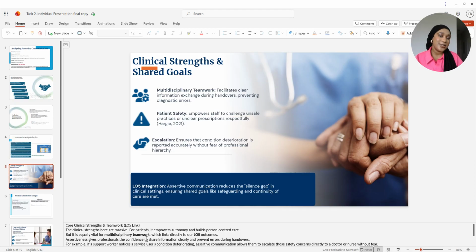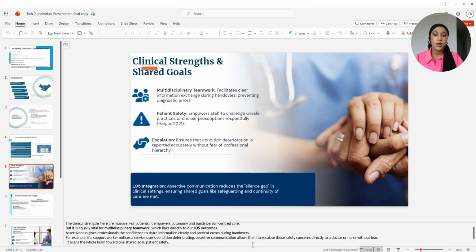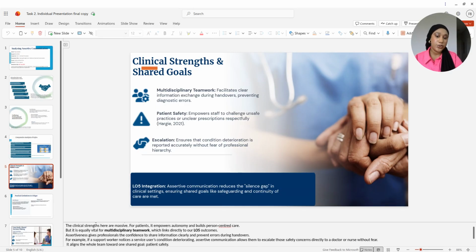Core clinical strengths and teamwork, linking to learning outcome 5. The clinical strengths here are massive. For patients, it empowers autonomy and builds patient-centered care. But it is equally vital for multidisciplinary teamwork, which links directly to our learning outcome 5. Assertiveness gives professionals the confidence to share information clearly and prevent error during handover.